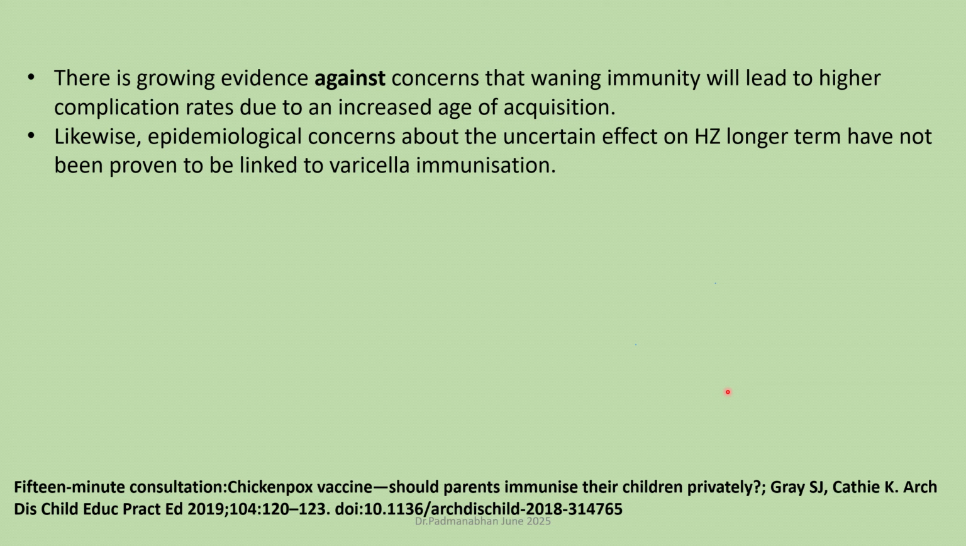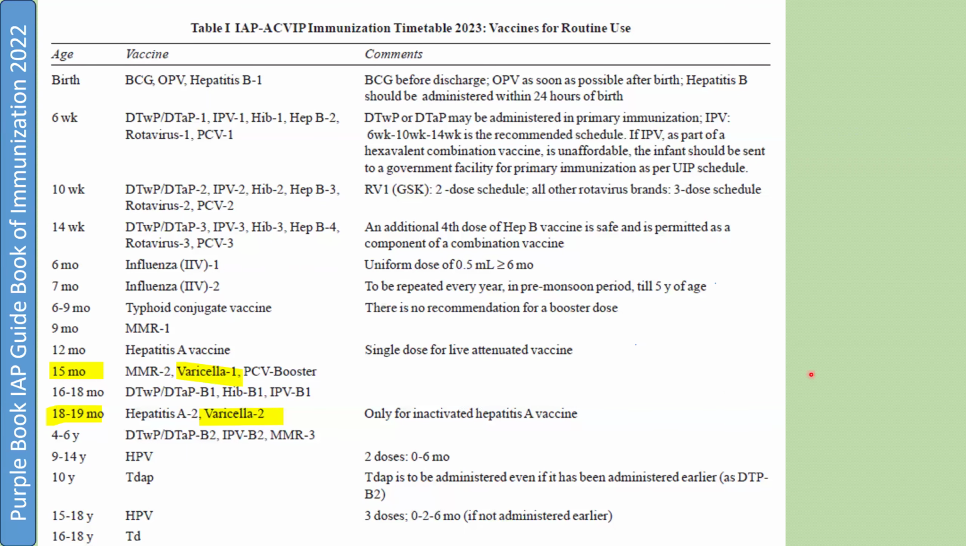Tomorrow, if 2 children die of chickenpox encephalitis, immediately the papers will be filled, and the Kerala government may be stimulated to give the vaccine. So this is the ACVIP recommendation: 15 months, 18 to 19 months, 2 doses. There is no dose at school entry.